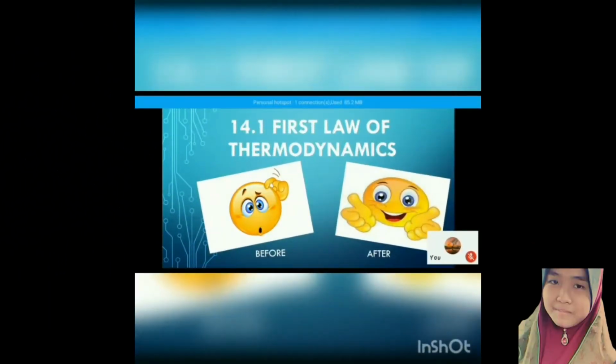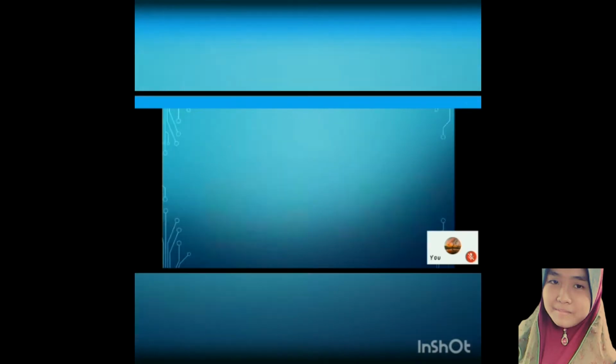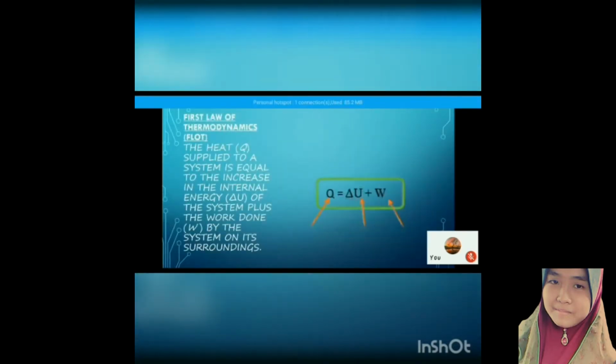Assalamualaikum and hi. Today, I want to discuss 40.1 First Law of Thermodynamics. The first law of thermodynamics is that the heat supplied to a system is equal to the increase in the internal energy of the system plus the work done by the system on its surrounding. The equation of the first law of thermodynamics is Q equal to delta U plus W.